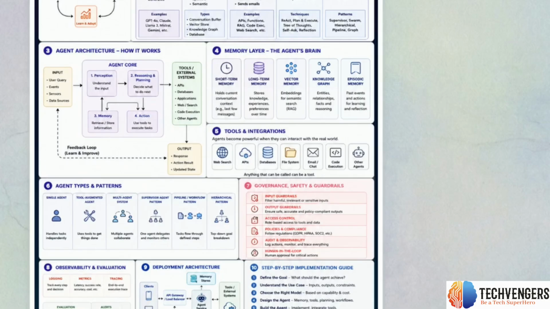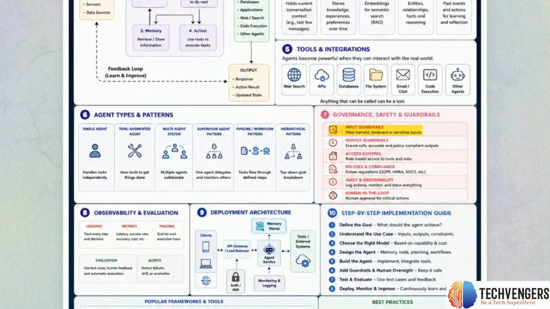The final step is non-negotiable. Before any autonomous system reaches production, you must establish the boundaries shown here in Section 7. Input and output guardrails act as a filtration system. They block malicious prompt injection attempts from users and ensure the agent never accidentally leaks sensitive customer data in its responses. Role-based access control physically restricts what the agent can do.